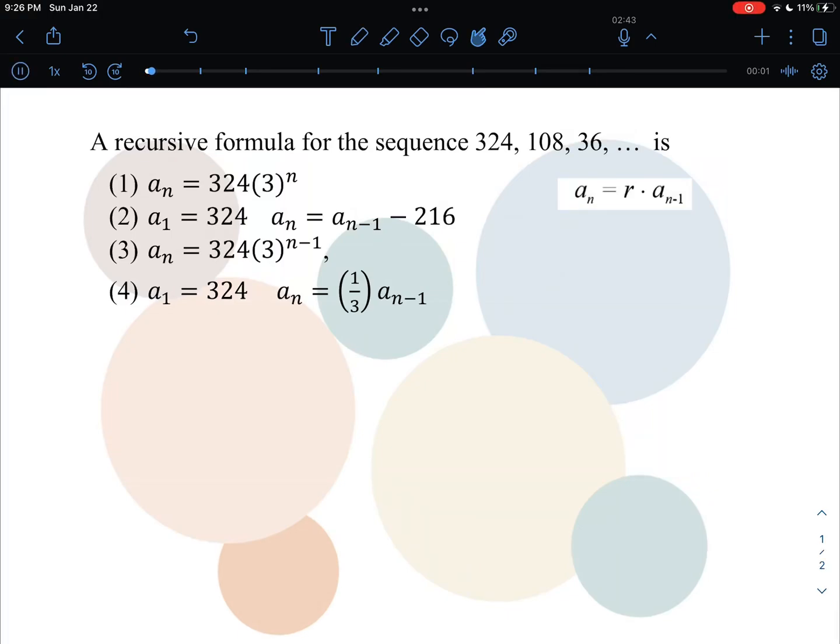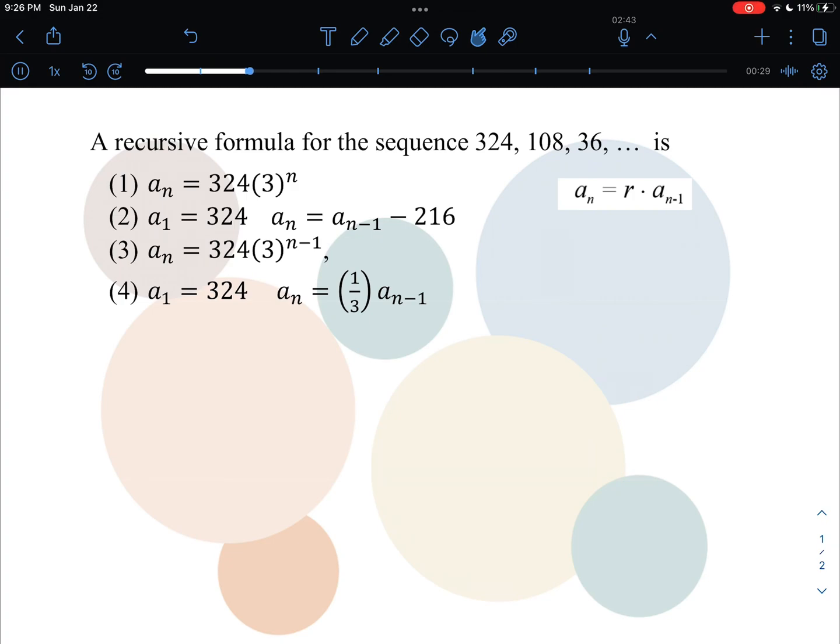It's time for another Algebra 2 Regents quick question. And this one says, a recursive formula for the sequence 324, 108, 36, ... is, and they give me a few choices. Off to the side, you'll see that I've already put the geometric sequence formula, but that's because I figured out ahead of time that it is a geometric sequence.